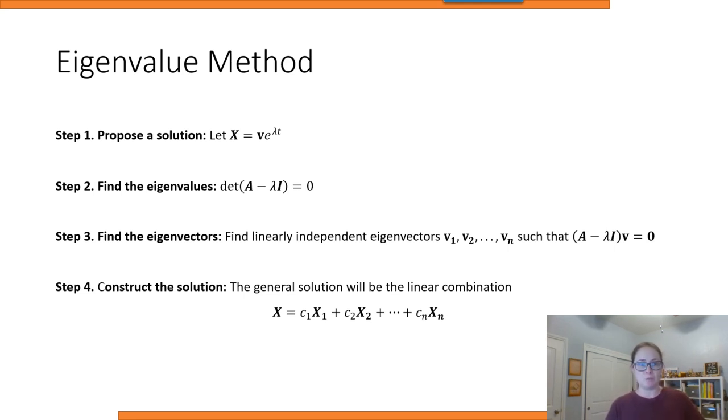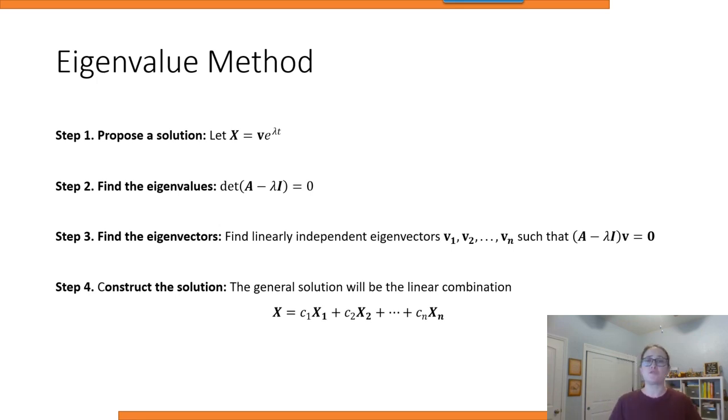Then I can take each one of those eigenvalues, plug it into the equation A minus lambda I times some vector v equals 0, and I can solve for the eigenvectors. So I do that with each eigenvalue to get all of the eigenvectors, and they need to be linearly independent eigenvectors in order for this all to work out as being distinct solutions.